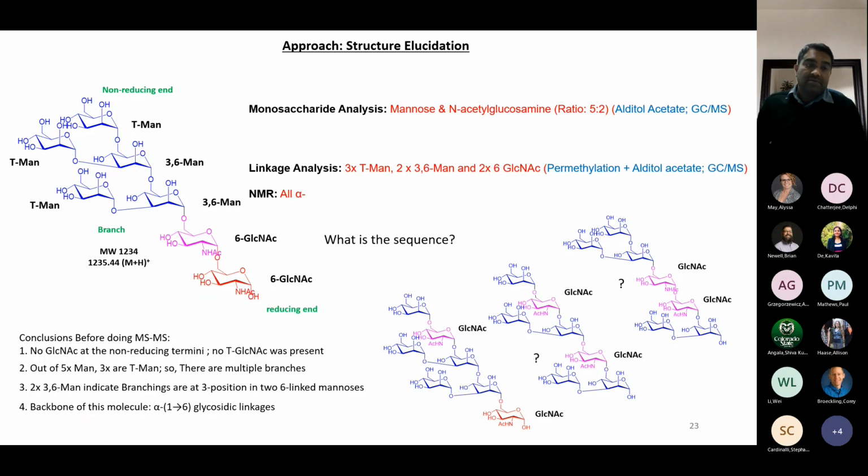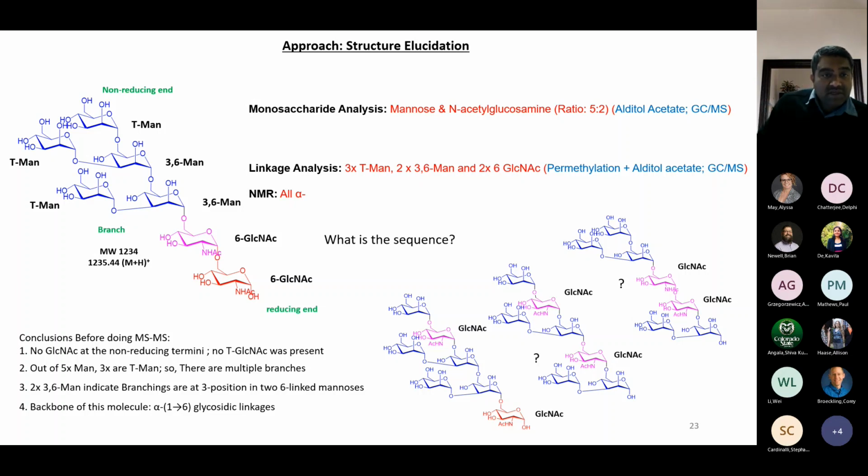Let's elucidate this particular structure. How do we do it? Now, if we do monosaccharide analysis, we will get mannose and N-acetylglucosamine, or GlcNAc, in 5:2 ratio. And then if we do the linkage analysis, we will get 3 T-mannose, and then 2 3,6-mannose, this and this guy, and then 2 6-linked GlcNAc, these guys. And if we do NMR, we'll get that all the linkages are alpha.